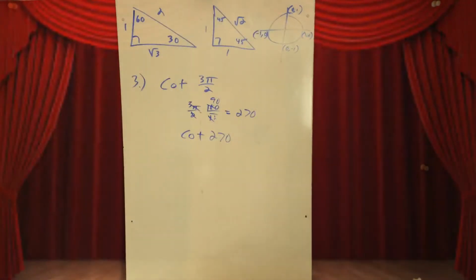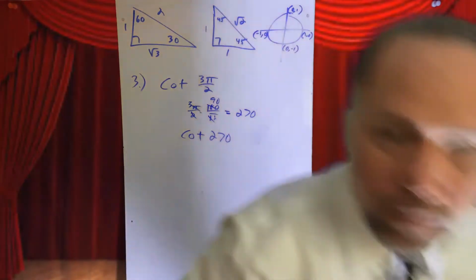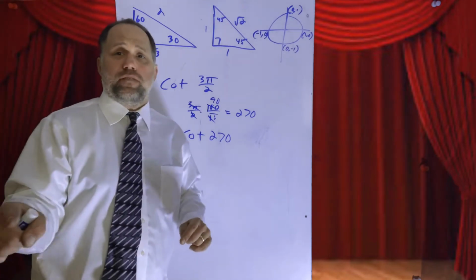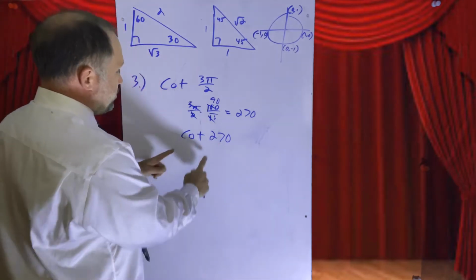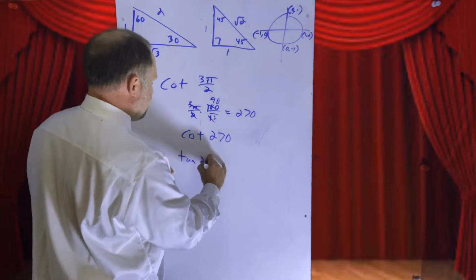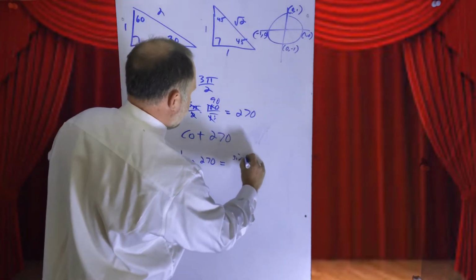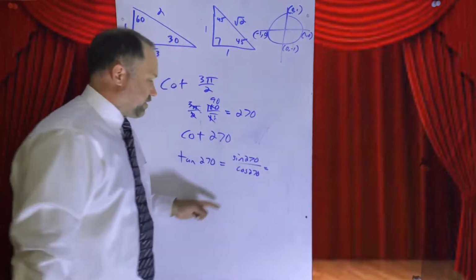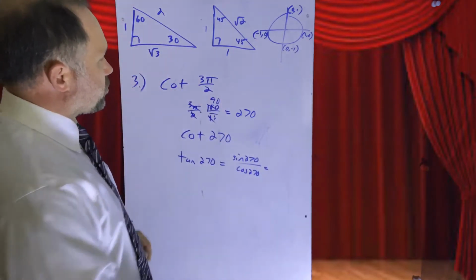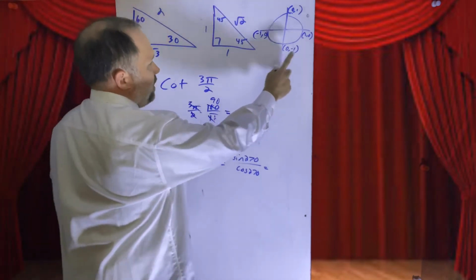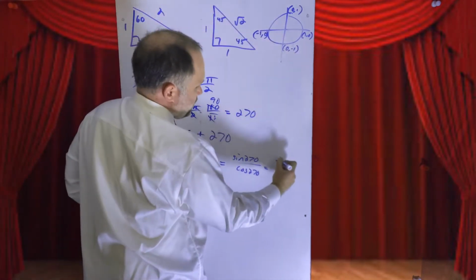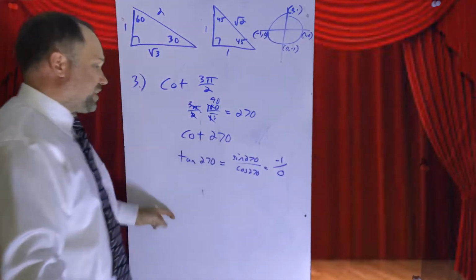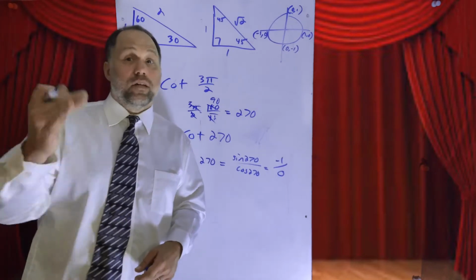Gotta get my light on. Boom. So to do that, we're going to find the tangent of 270 and flip it. So let's do the tangent of 270. Remember, to find the tangent of 270, you're going to do the sine of 270 over the cosine of 270. All right, that's going to come from your unit circle. So we go to the unit circle, we go to 270. Your sine is your y value, which is negative 1. Your cosine is your x value, which is 0. So I get negative 1 over 0, which is undefined.